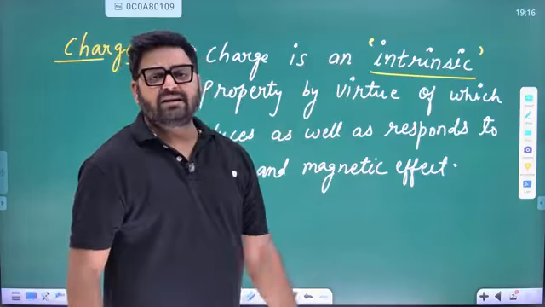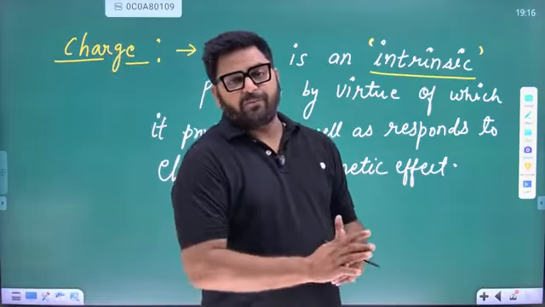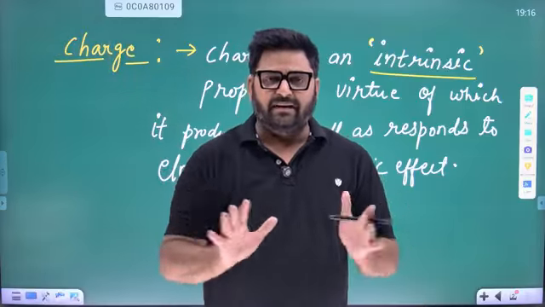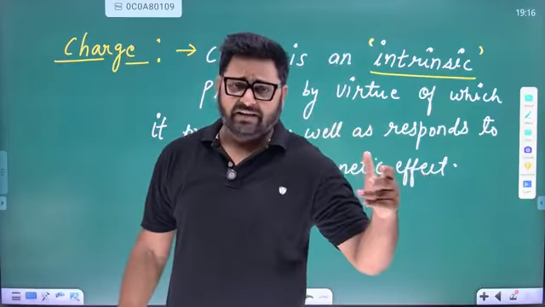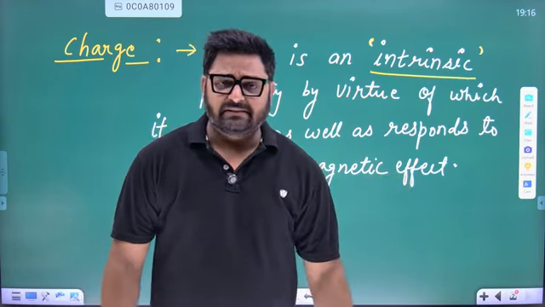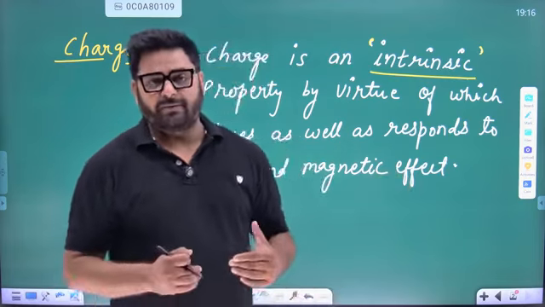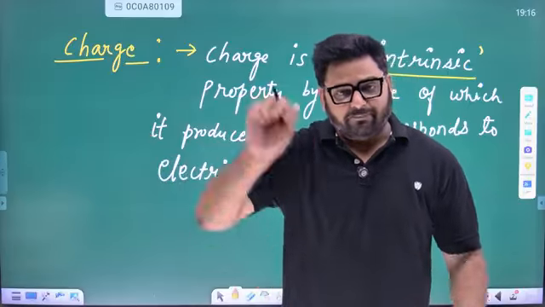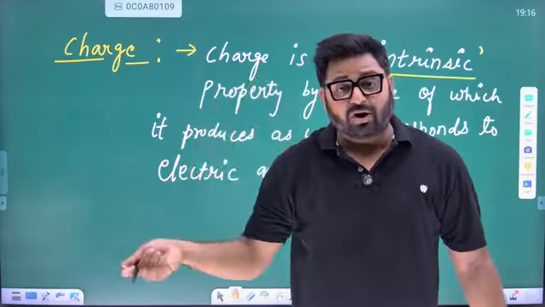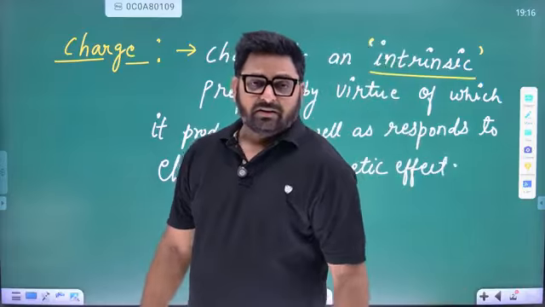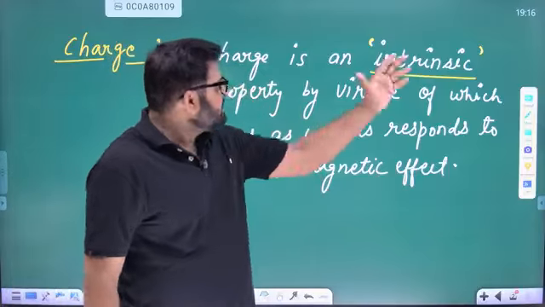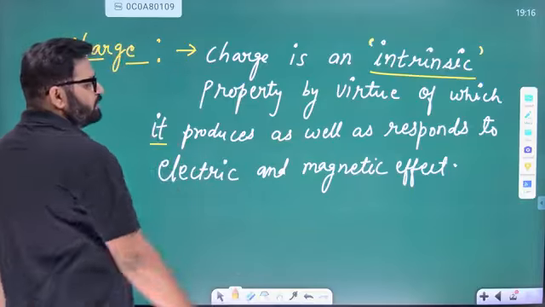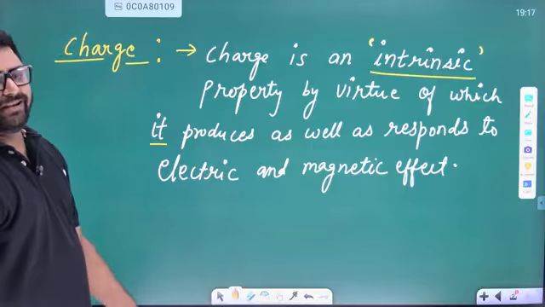So what I'm saying, charge is an intrinsic property. If we have an electron, that electron will definitely be charged. It is never possible that we have an electron that is not charged, then it goes through some process and becomes charged. Or we have a proton first, then some chemical reaction goes on, and then the proton acquires charge. No. If we have an electron on the planet, it will be charged. If we have a proton, it will be charged. It has got charge by birth. Are you getting this concept? So charge is an intrinsic property by virtue of which a body produces as well as responds to electric and magnetic effects.